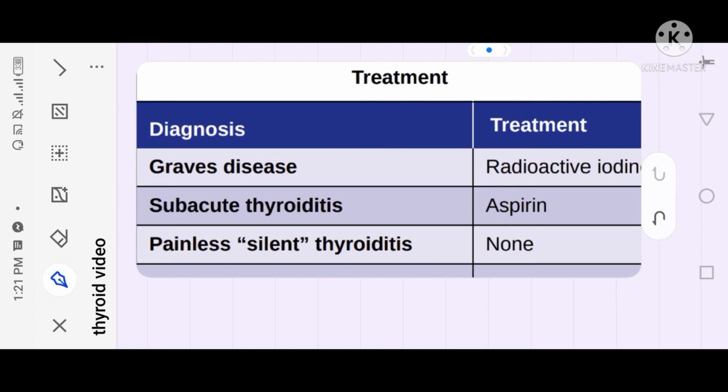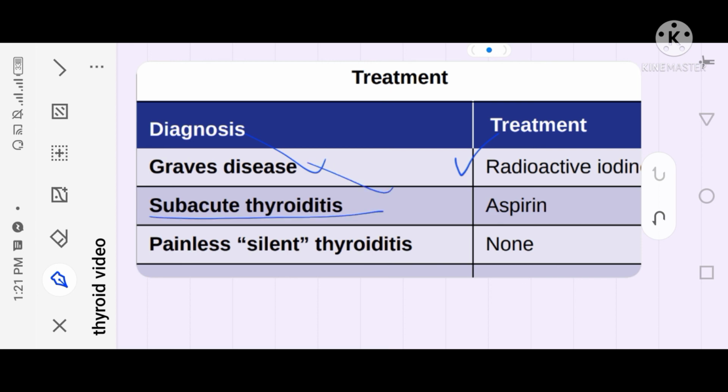So how can we treat hyperthyroidism in Graves' disease? We treat the patient with radioactive iodine. We give the radioactive iodine, and it goes into the thyroid gland and destroys the affected part. In this way hyperthyroidism is treated.